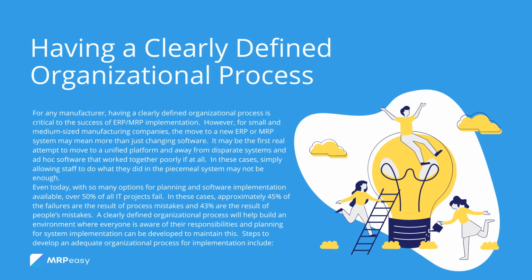Even today, with so many options for planning and software implementation available, over 50% of all IT projects fail. In these cases, approximately 45% of the failures are the result of process mistakes, and 43% are the result of people's mistakes. A clearly defined organizational process will help build an environment where everyone is aware of their responsibilities, and planning for system implementation can be developed to maintain this.